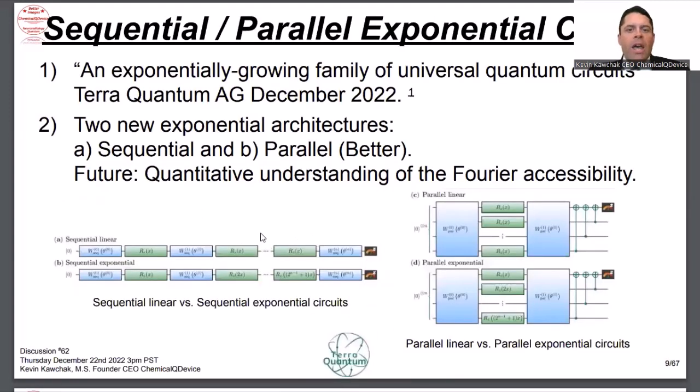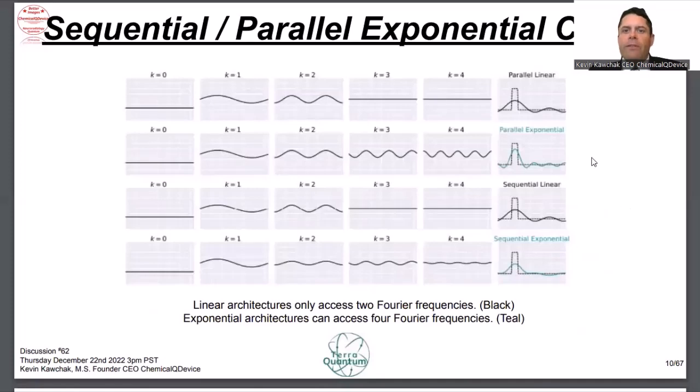So this next paper is basically about quantum circuits that need to get run on quantum hardware or a quantum simulator, and specifically you have sequential and parallel, which are what gets run. On the left are sequential linear and sequential exponential. On the right, parallel linear and parallel exponential. And here's basically the advantage. You're looking at the teals. The second row is parallel exponential, and the third row is sequential exponential. Those allow for more Fourier frequencies, so that's preferred.